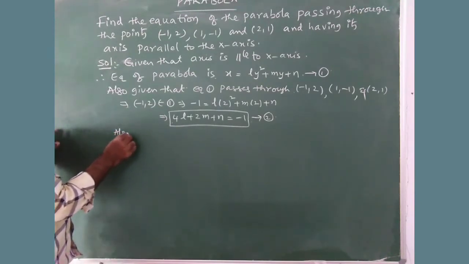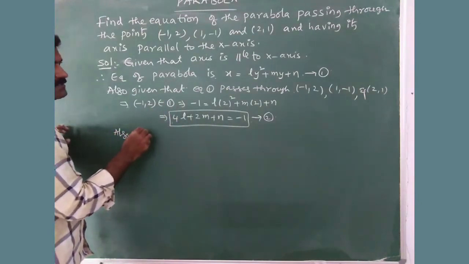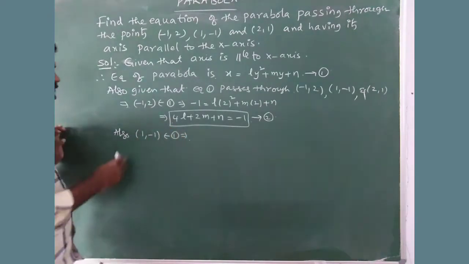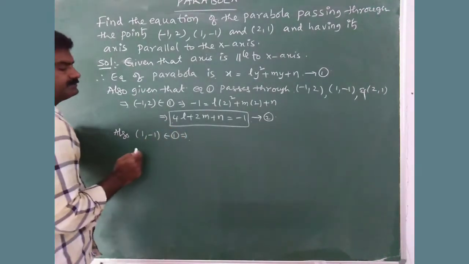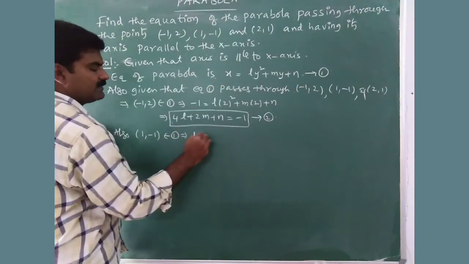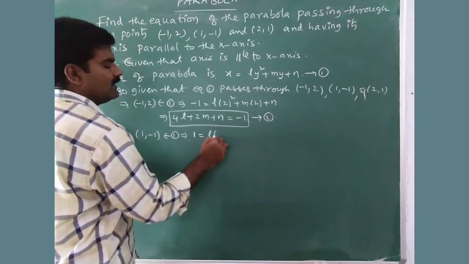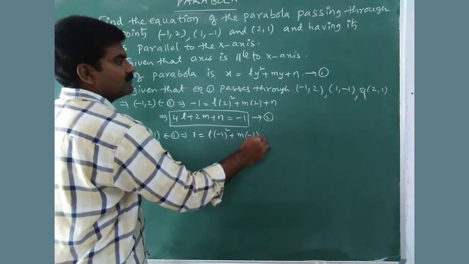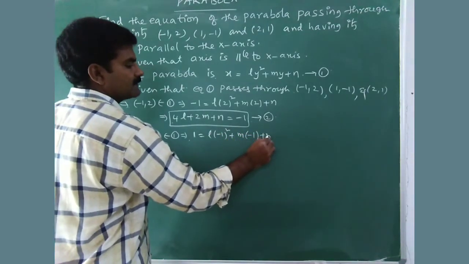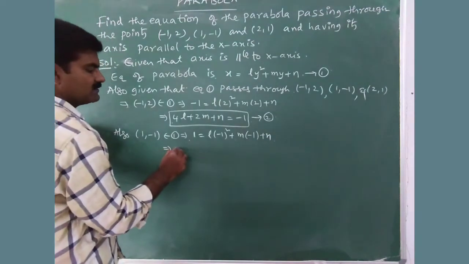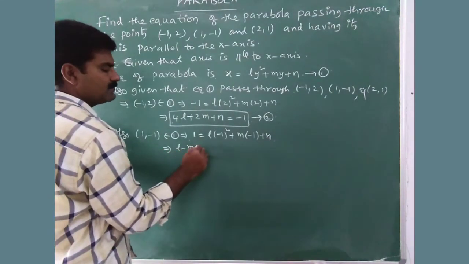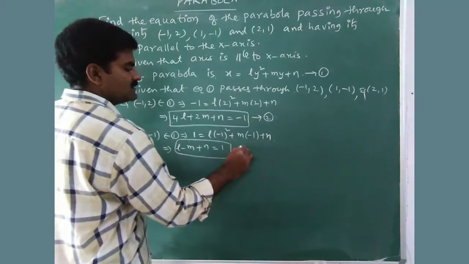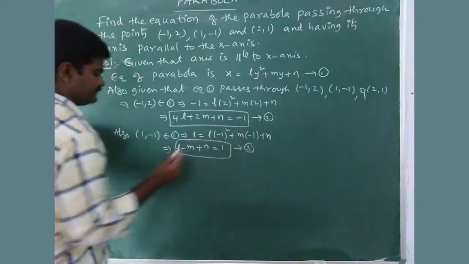Also, see one more point which also passes through (1, -1). So if you substitute (1, -1), x is nothing but 1, which equals L into (-1) whole square plus m into (-1) plus n. So from this, L minus m plus n is equal to 1. So this is equation number 3.